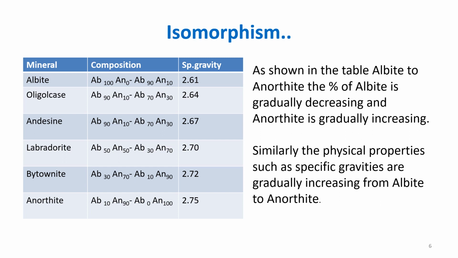As shown in this table, the percentage of albite is gradually decreasing from albite to anorthite. In albite it is AB 100, whereas in labradorite AB 50, and it slowly decreases to AB 10 in anorthite. The anorthite percentage is gradually increasing: in albite it is 10, in andesine AN 30, in labradorite 70, bytownite AN 90 and anorthite AN 100. Similarly, the physical property, especially the specific gravity, gradually increases from albite to anorthite.